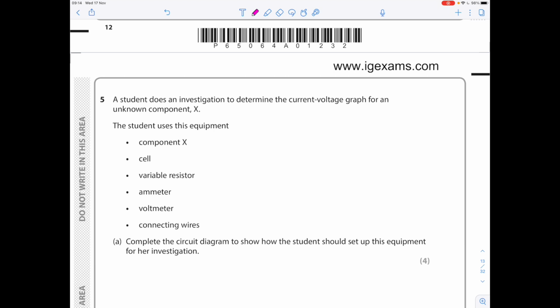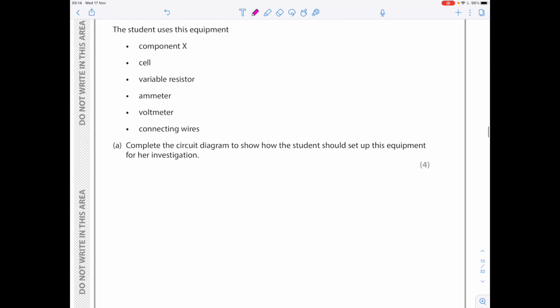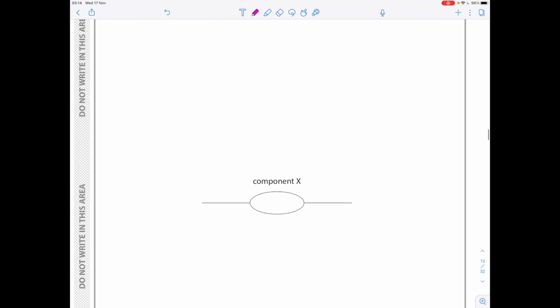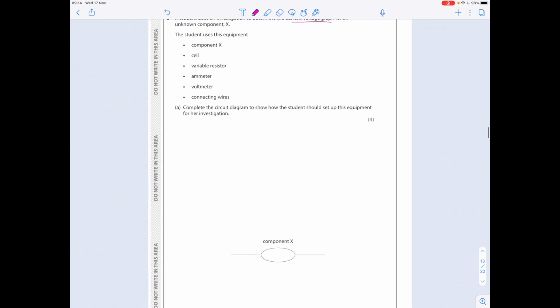The student does an investigation to determine the current voltage graph for an unknown component X. The student uses this equipment. Complete the circuit diagram to show how the student should set up this equipment for her investigation. Oh wow, you've given us so much here.